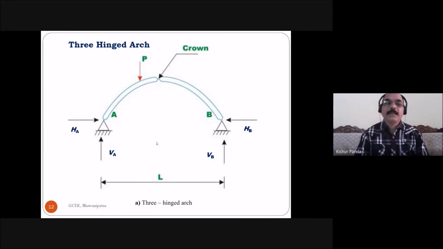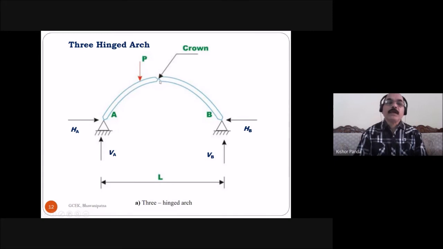There are 3 static equilibrium equations: summation of vertical force is equal to 0, summation of horizontal force is equal to 0, and summation of moment is equal to 0. 3 equations, but here there are 4 unknowns, 4 reaction components. So how will we find these 4 reaction components? Here you see the bending moment at the hinge is 0, because in the case of a 3-hinge arch there are 3 hinges. 1 hinge is at support A, the second hinge is at support B, and the third hinge is at the crown.